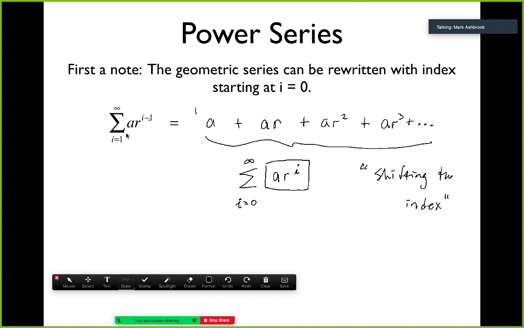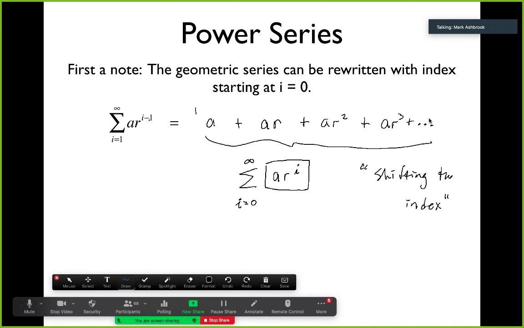Rather than i equals 1, a r to the i minus 1, you'll often see geometric series starting at 0 and then simply being a r to the i. But then we see it's the exact same series. It's the same terms. So this is a little cleaner way to do it.